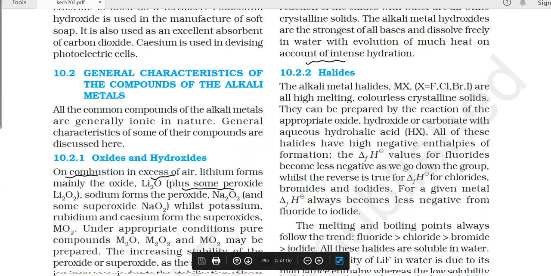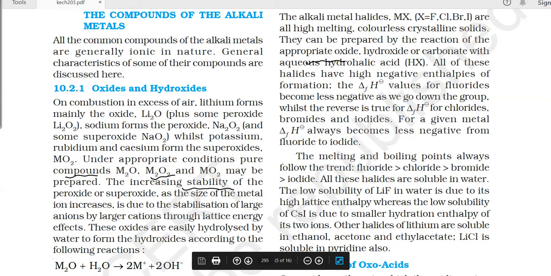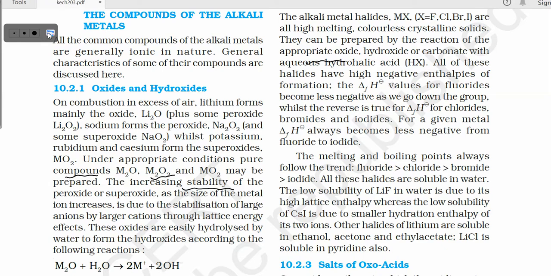Next, halides. The general formula of the alkali metal halides will be MX, because +1 and -1 are the charges of the alkali metals and the halogens. All have high melting points. They are colorless crystalline solids. They can be prepared by reaction of the appropriate oxides, hydroxides, or carbonates with aqueous hydrohalic acids, meaning HX acids.